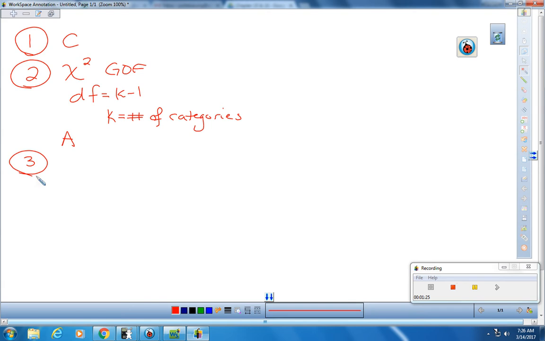Number 3, it says the p-value associated with this test is 0.067. If the significance level of 0.05 is used, which of the following is an appropriate conclusion? So obviously we're going to fail to reject. If we fail to reject, no, it's not A. It's got to be B. There's not convincing evidence that there is a preference for one flavor of ice cream over another. So the answer to number 3 is B.